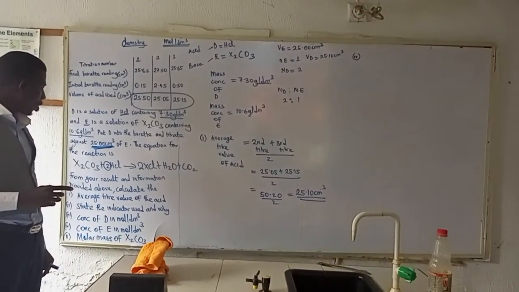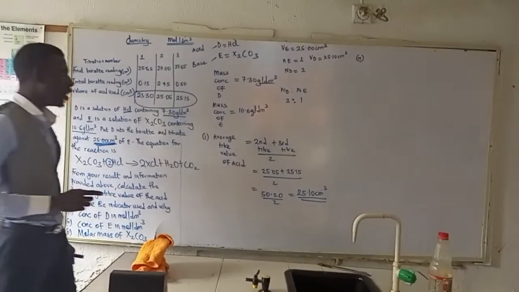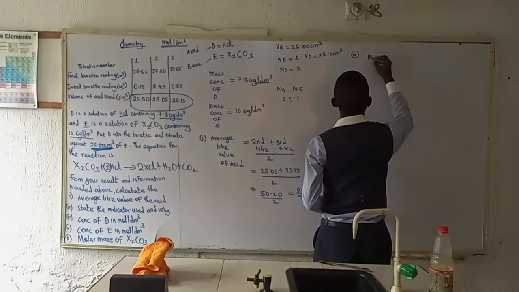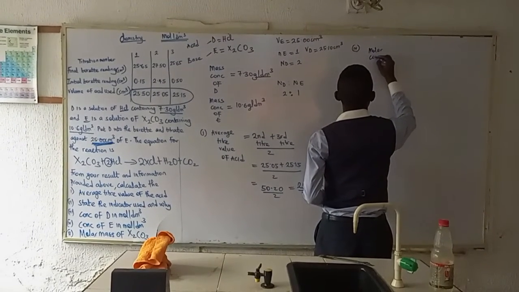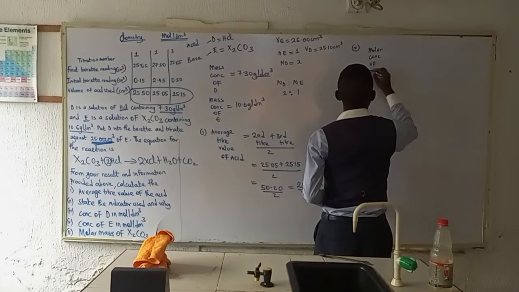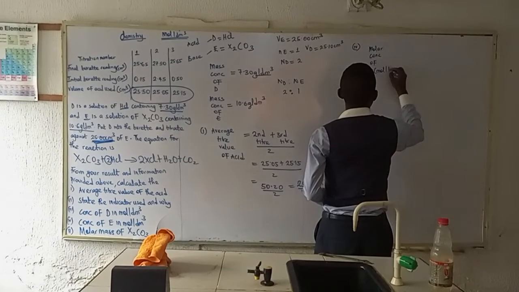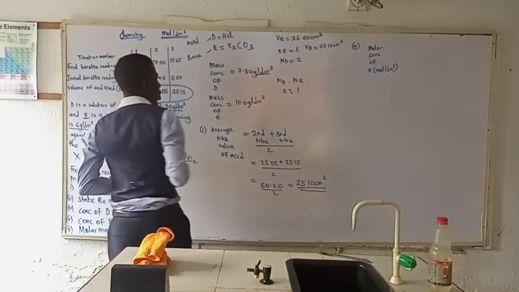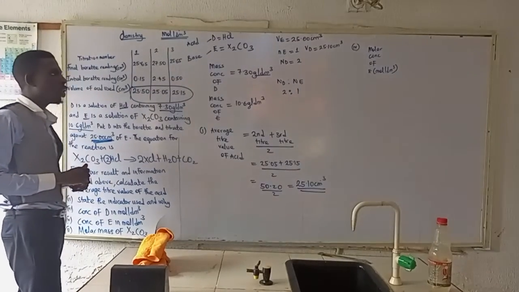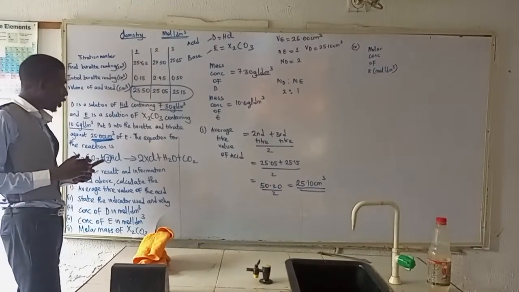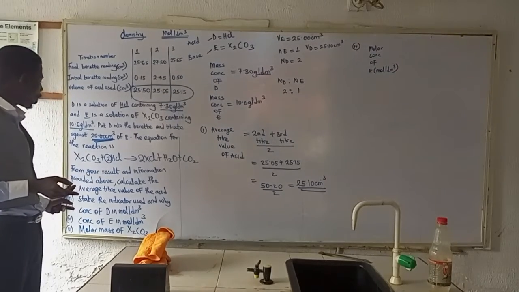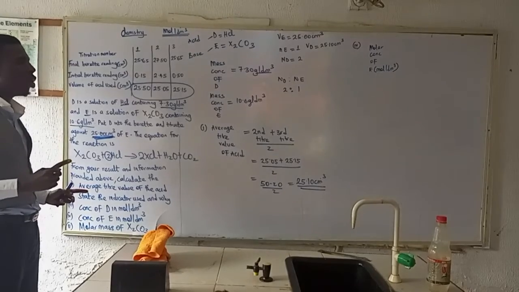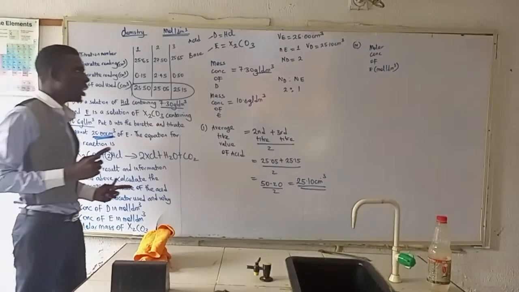Now the fourth question: they ask us to calculate the concentration of E in mole per dm cube. In this question, they ask us to calculate the molar concentration of E. Since we already know the molar concentration of the acid from question number 3, they now ask us to calculate the molar concentration of the base, which happens to be E, in mole per dm cube.